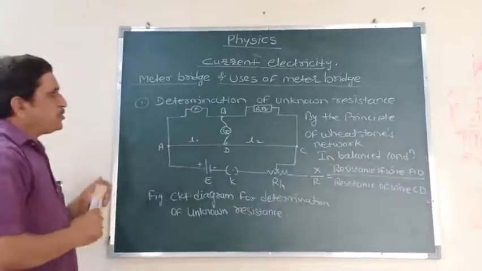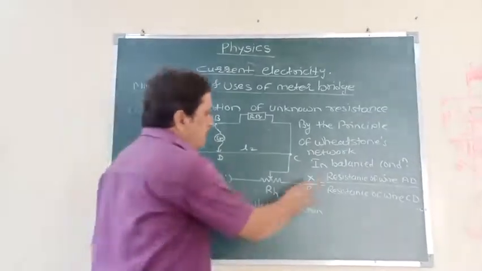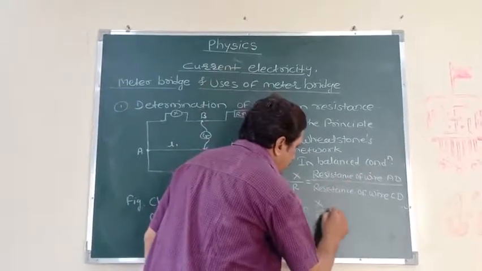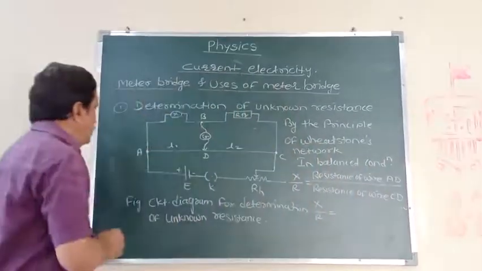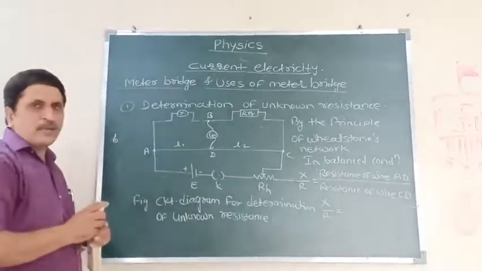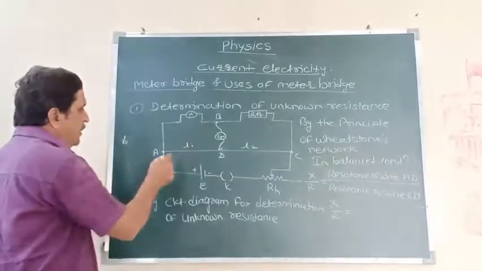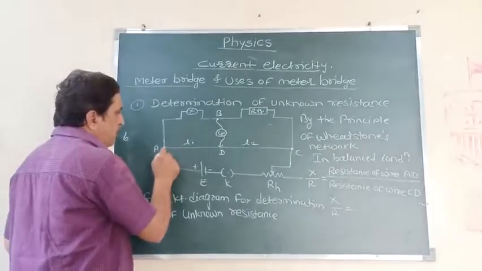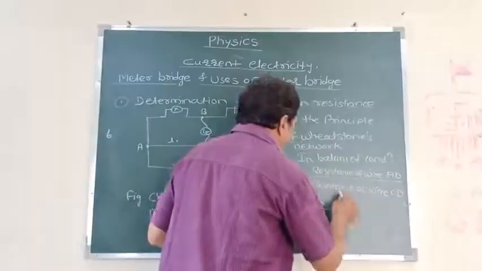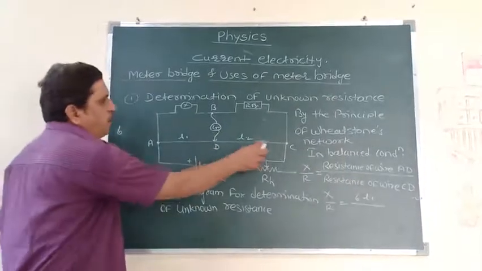According to Wheatstone's network, we can write R1, R2, R3 and R4, and by using that, we can write the equation X by R is equal to this one. Now, for the resistance of wire AD, suppose sigma is the resistance per unit length of the wire. Then the resistance of the wire between point A and D, whose length is L1, is equal to sigma into L1, divided by the resistance of wire CD.